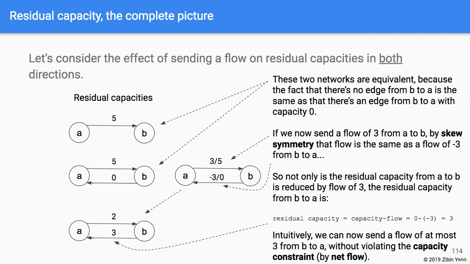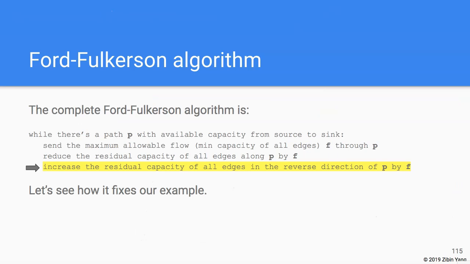So with this newfound understanding of how the residual capacity changes when we send a flow through the network, we can now present the full Ford-Fulkerson algorithm. Once we send a flow through a path, not only are we reducing the capacity of all the edges on that path, but we are also increasing the residual capacity of all the edges in the path in the reverse direction. Okay, so let's see how that fixes our example.